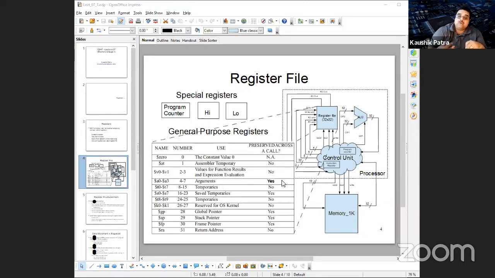That means a function can override these arguments, but in this class the assumption is that they have to be preserved. This is our class assumption. Please make sure you note this. Otherwise, all your programming assignments will get complicated, and you will work on top of my existing code. And also on the project, you will work on top of my existing code.